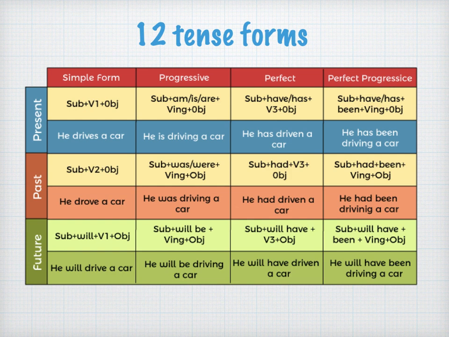So although we have 12 different tense forms, all the 12 tense forms are not explained in your textbook. Only 7 tense forms are explained in detail in your textbook. So we need to learn only about those 7 tense forms which are used on a regular basis in our everyday conversation. So let's move on to the first one.